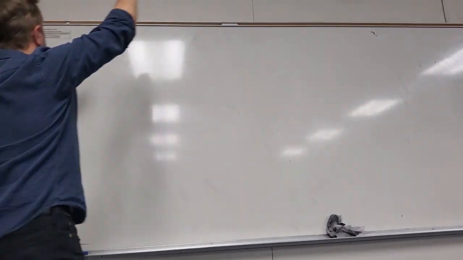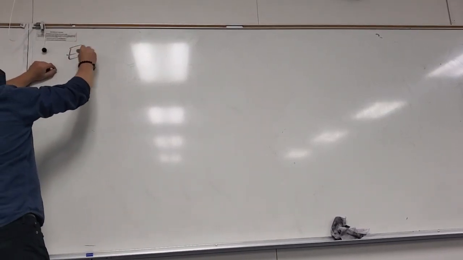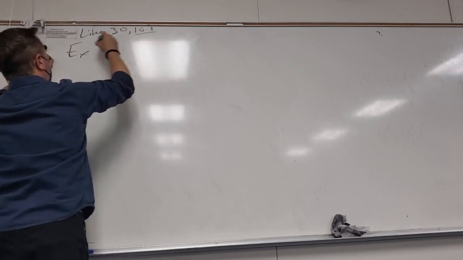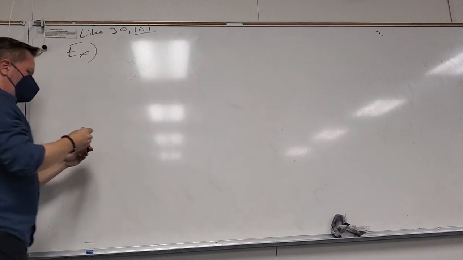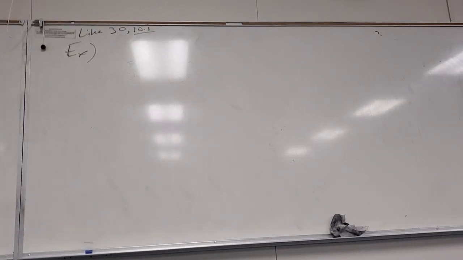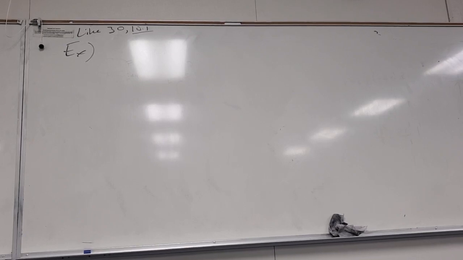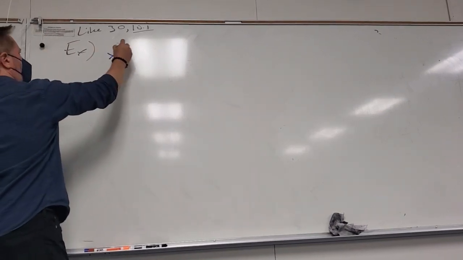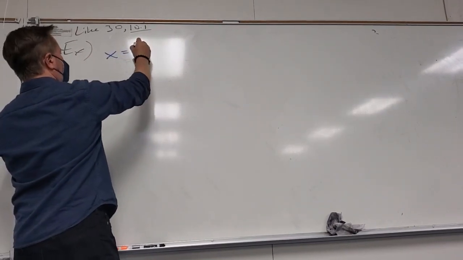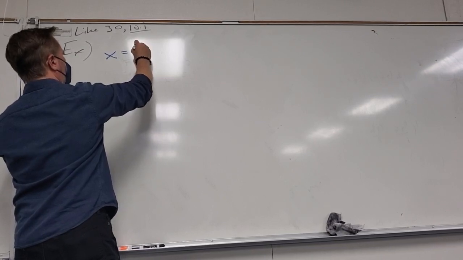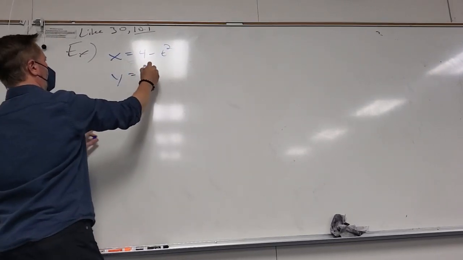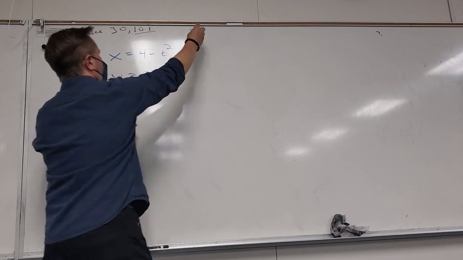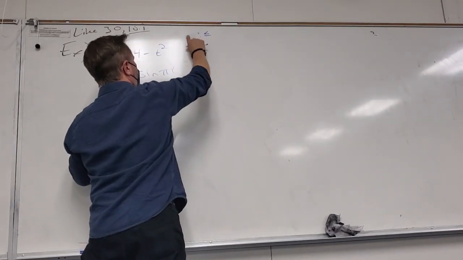Let's analyze. Let me make up a problem here. This is like 30, 10.1, right? Whenever you're given a set of parametric equations, they each are their own equation. So if I had, for example, x equals 4 minus t squared, y equals, I don't know, sine of pi t. And t goes from -2 to 2.